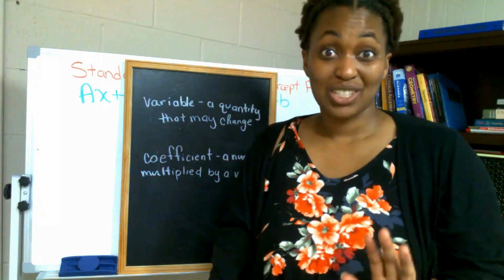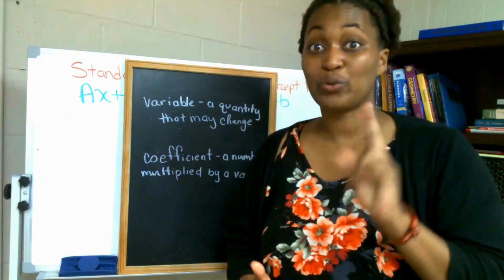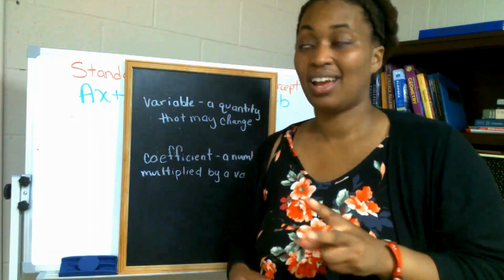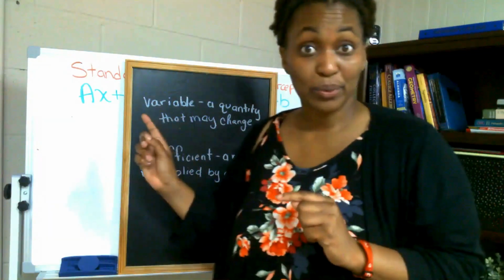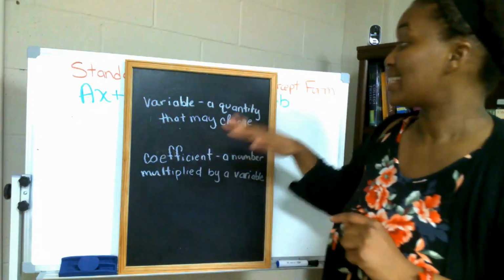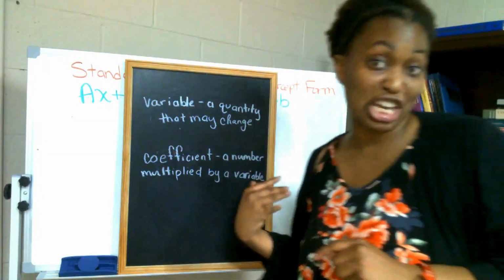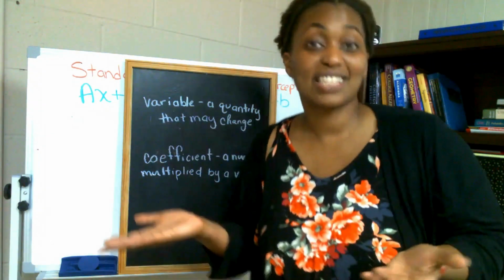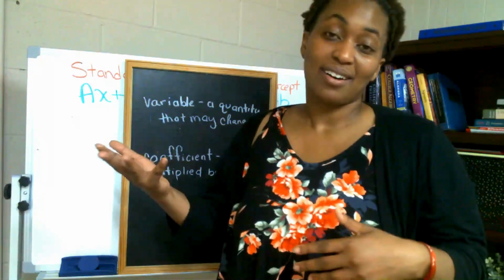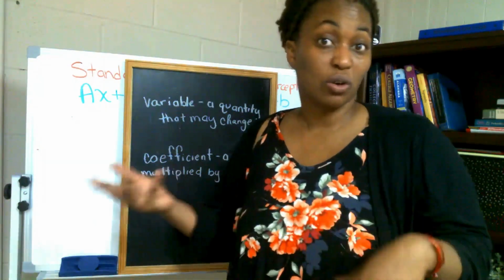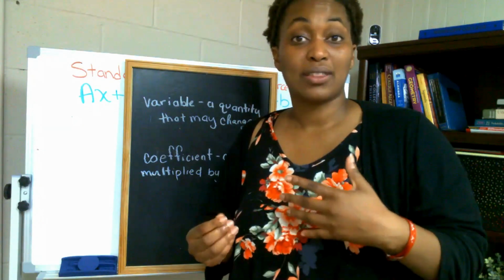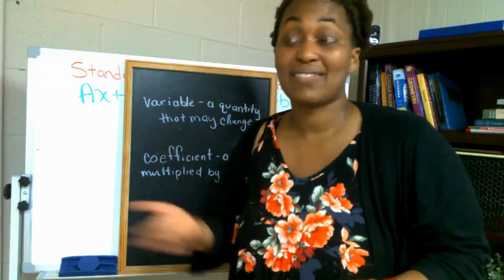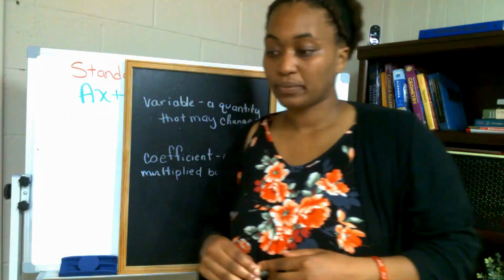But before I get into it, I really want to go over two vocab words to stress today. The first one is a variable. A variable is a quantity that can change. We represent these variables with letters, capital or lowercase. We also represent them with symbols and maybe even Greek letters.